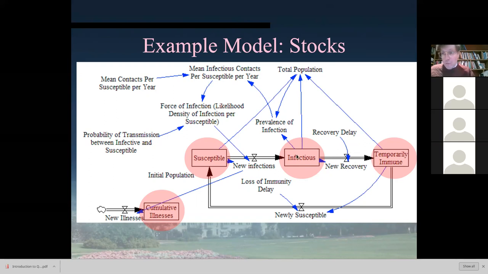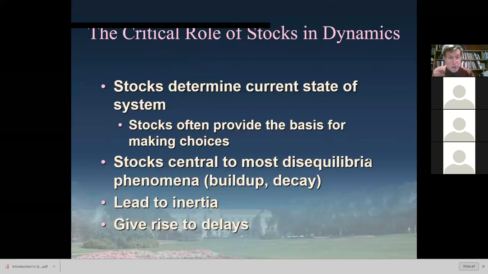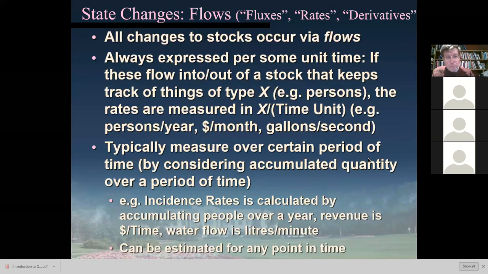Imagine you have water coming into your tub and you have water going out of your tub, and suddenly you turn off the water coming into your tub. Maybe your tub's halfway full already. You turn off the water coming in. It's still gonna take a while for that tub to decline. It has to flow out. If the tub starts empty, then water will come in with the faucet coming in through new infections. But just like the water in the tub, the number of people who are infectious is driven by the inflows and outflows here, okay? All changes to stocks occur via flows.